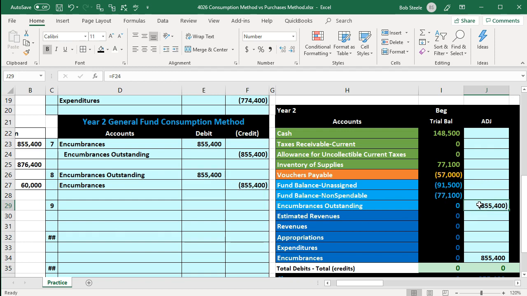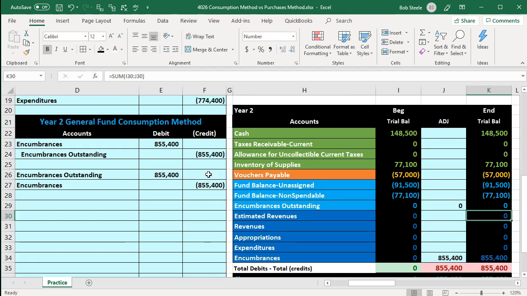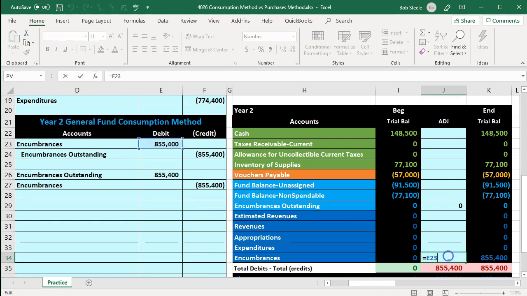So here's the encumbrance outstanding. It's in J29. Double click on it. Go to the end of it. Plus. Going to point to that item and enter. That brings it back down to 0. And then the encumbrances, it's in the encumbrance items, double click on it, go to the end of it, plus, pointing to the 855,400 and enter. That brings it back down to 0.